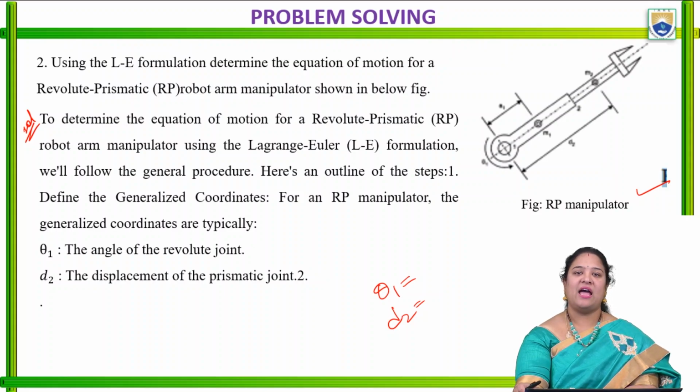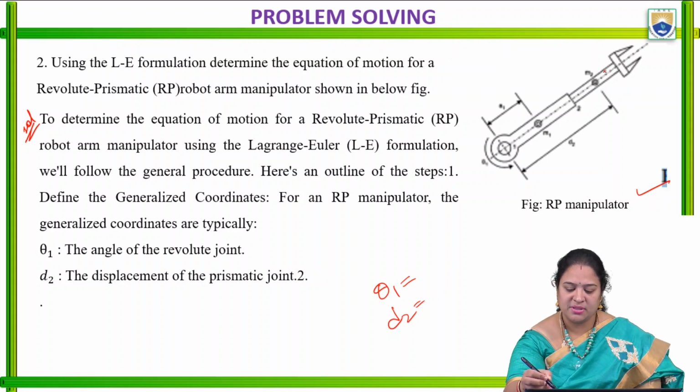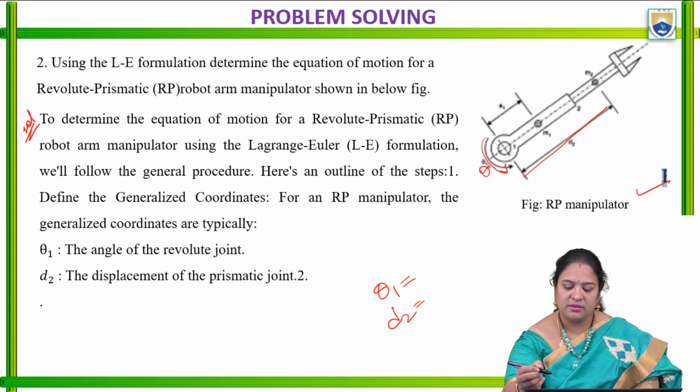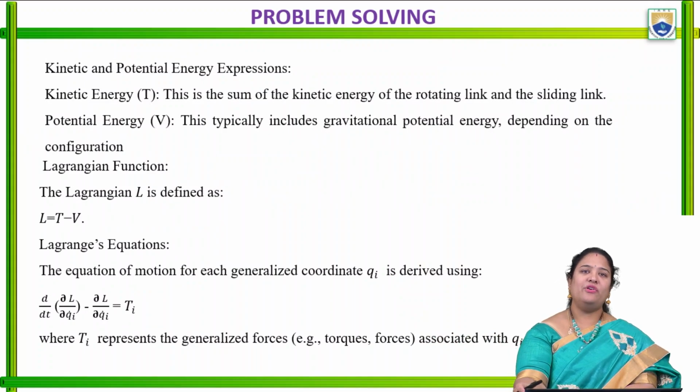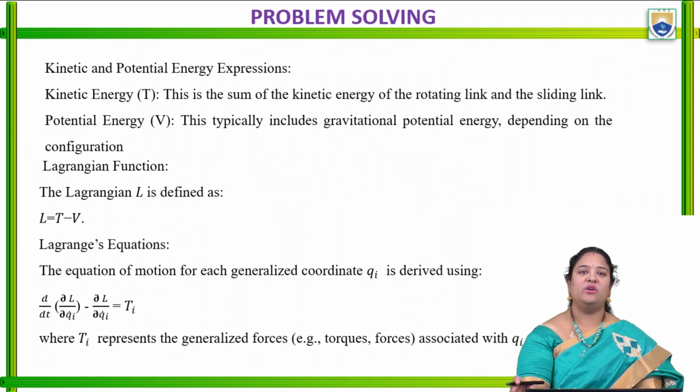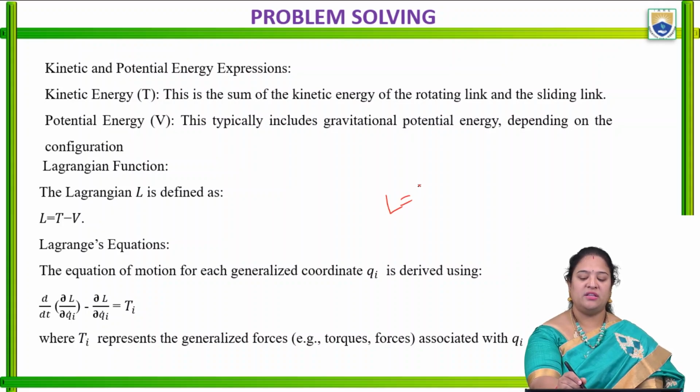That is, theta 1 is the angle of the revolute joint and d2 is the displacement of the prismatic joint 2, right? This is the prismatic joint 2. This is the distance a2, right? And this is how it is rotating at an angle theta, right? For this, we need to initially find out, in order to write down the Lagrangian Euler equation, what the Lagrangian equation is.